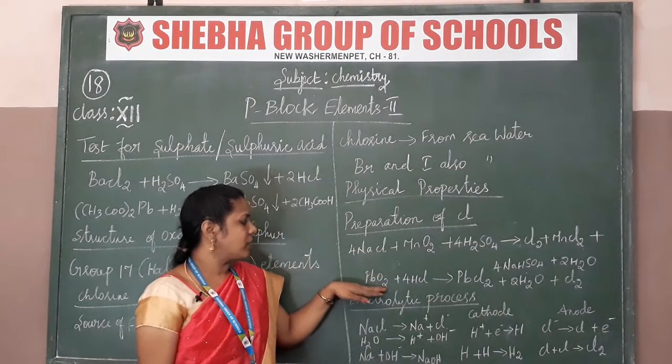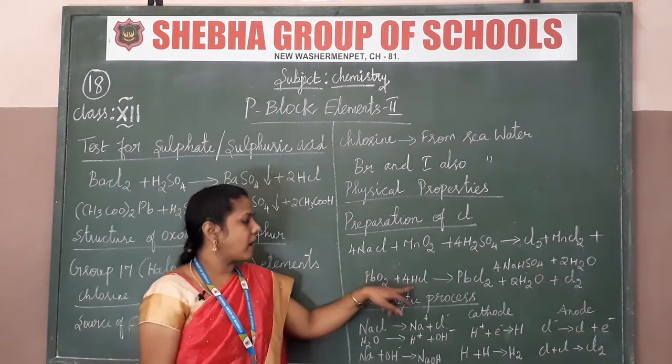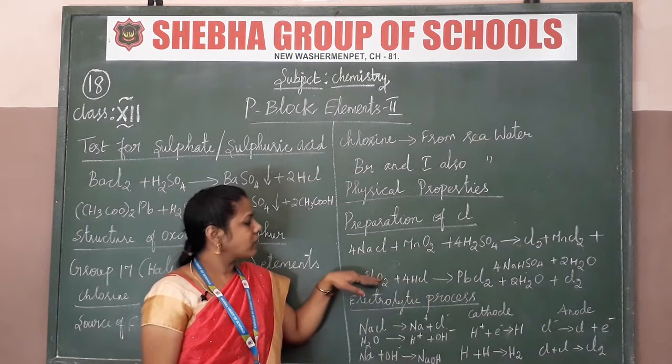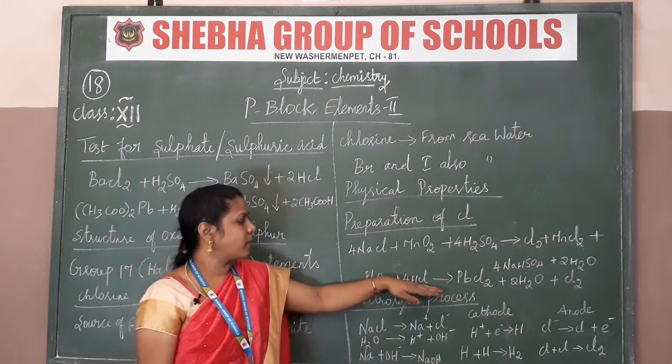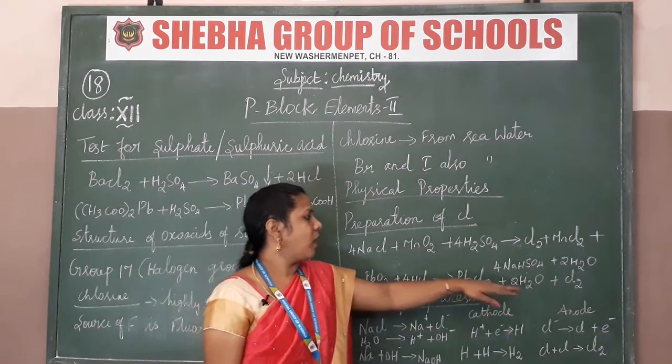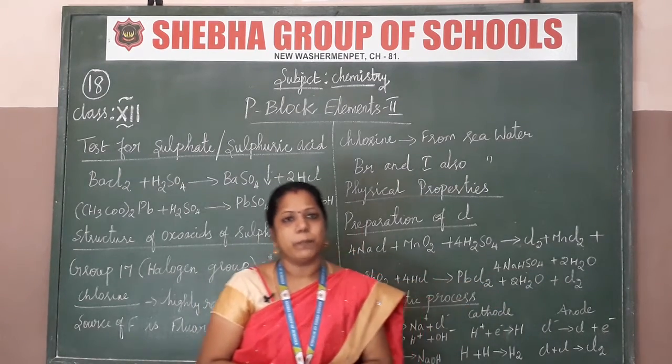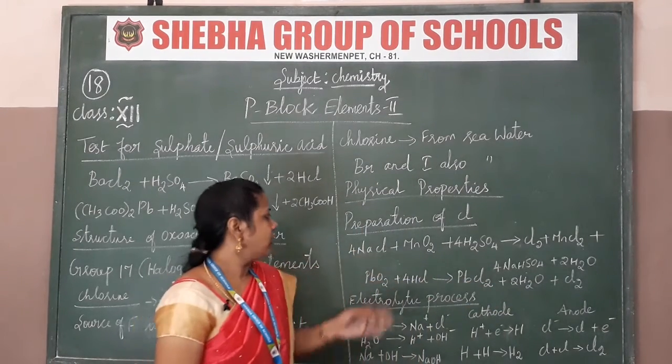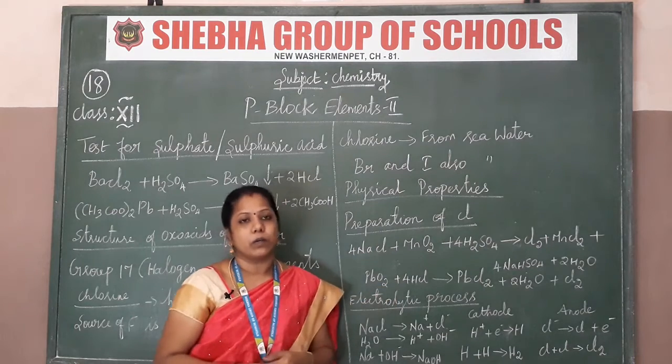Another process is lead oxide reacting with hydrochloric acid. When we mix lead oxide with hydrochloric acid, we get lead chloride along with water molecules and chlorine. Okay, this is the main preparation of chlorine.